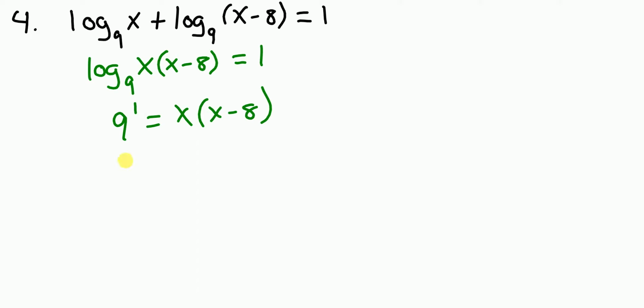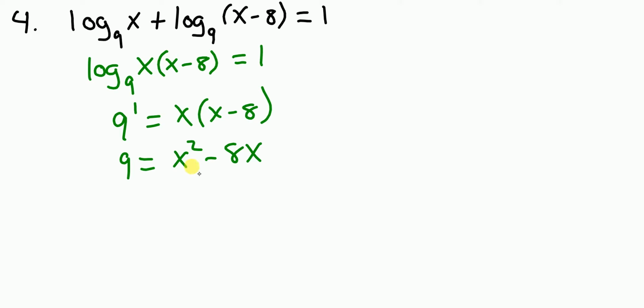9 to the power 1 is just 9. Distribute here. X times x is x squared. X times negative 8 is negative 8x. Right? Now I have to solve for my variable.